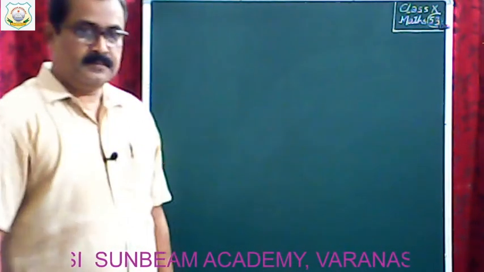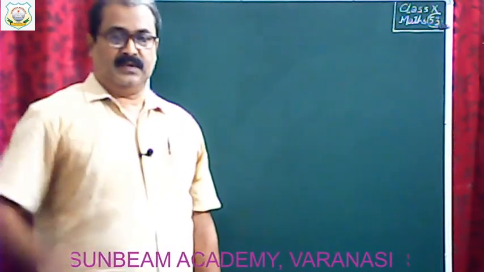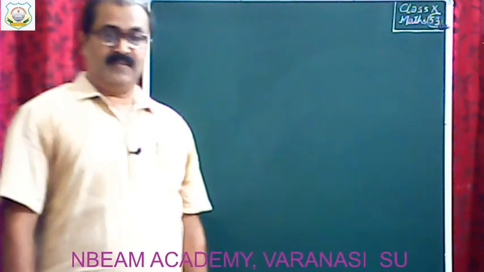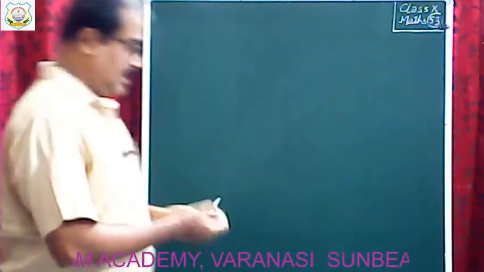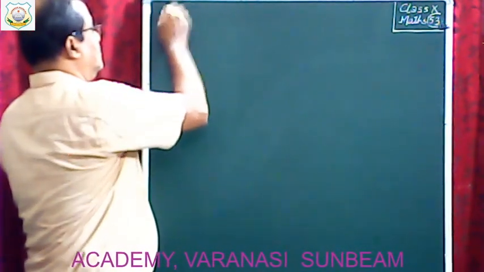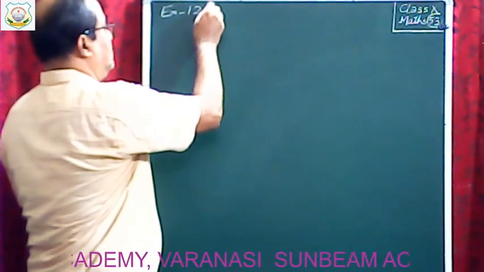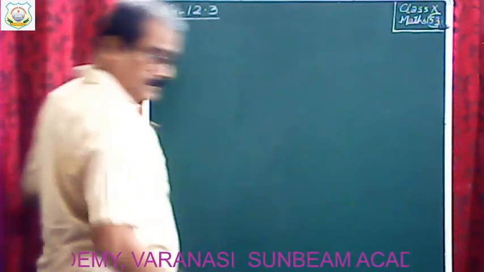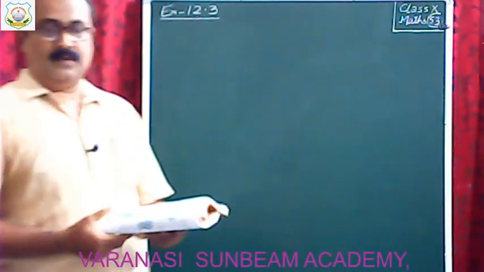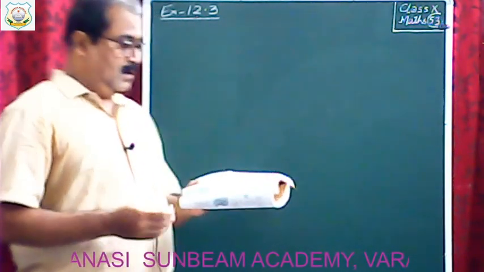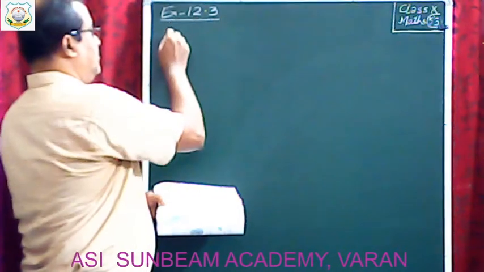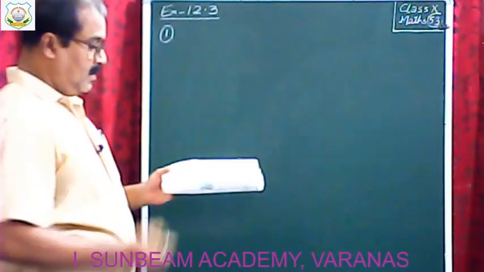Hello students. Today I am going to proceed to the next exercise, that is 12.3 of the same chapter, Areas Related to Circles. In this exercise, one figure is given and you have to find the area of the shaded region. Let's see question number 1. The figure is given, you have to draw the figure. Open your NCERT book and go through the figure, everybody. You have to draw the figure.